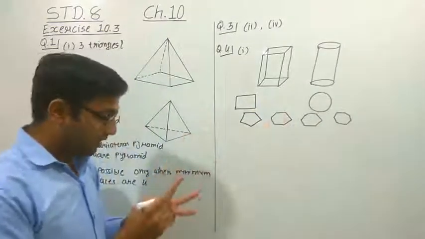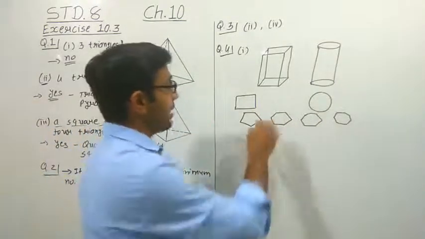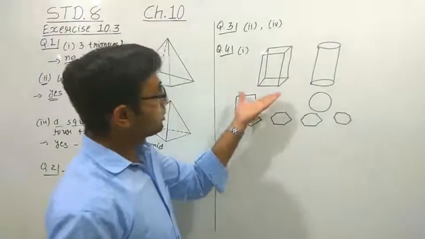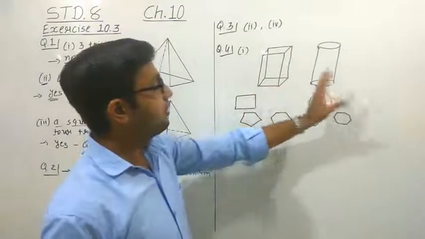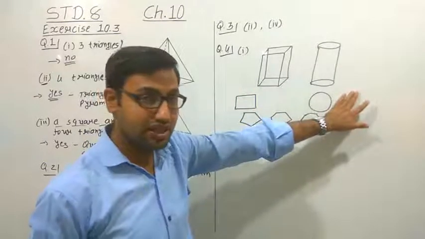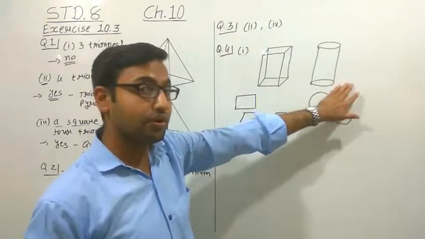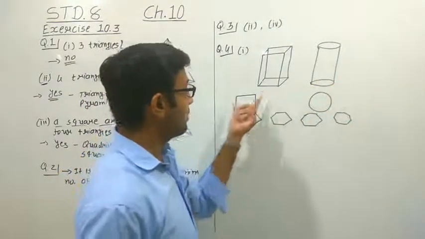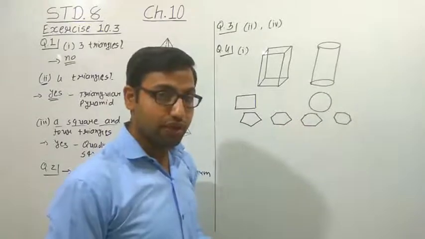So as we increase the number of sides of the base, that prism will look like a cylinder, right? So that is the answer that we have to write down, that we have to increase the number of sides of the base, right?